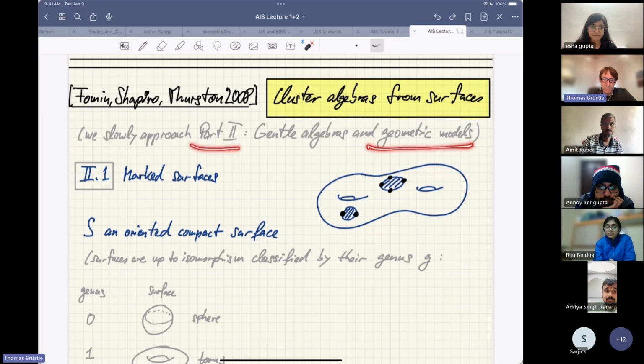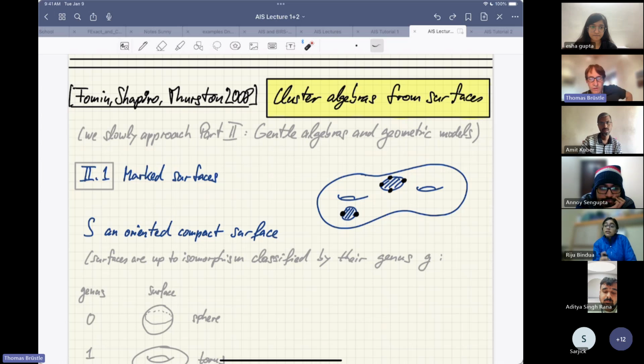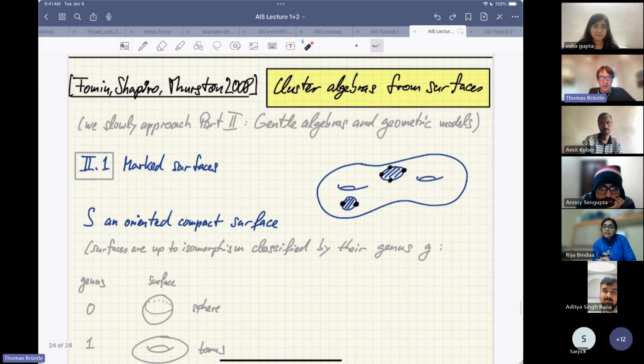So this is part 2 of my lectures, gentle algebras and geometric models. I will start with the geometry. The first part of this is what is called marked surfaces. So we need to go through that a little bit. What is a marked surface? Please feel free to interrupt me and ask questions when I explain more details.